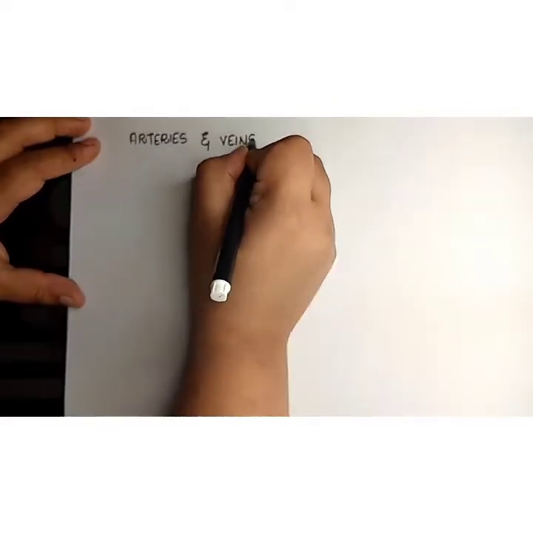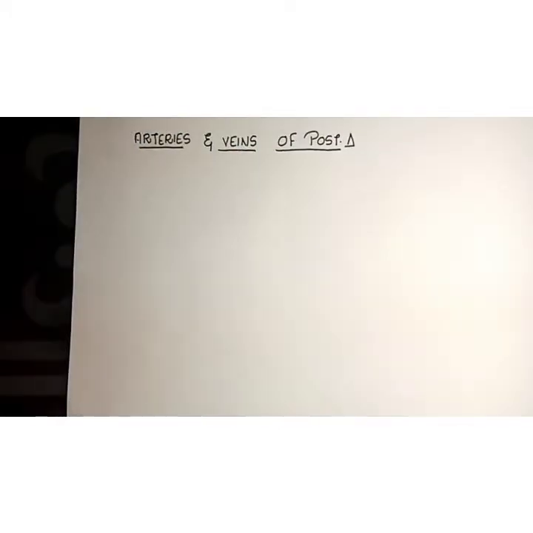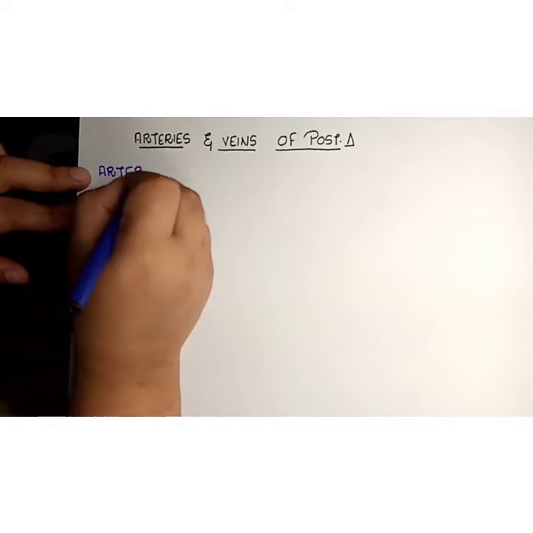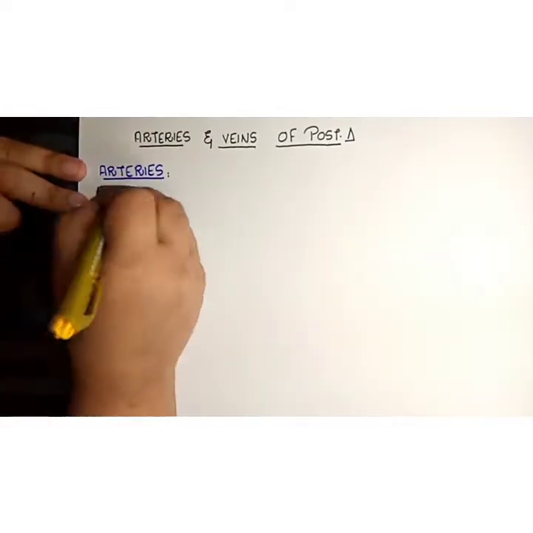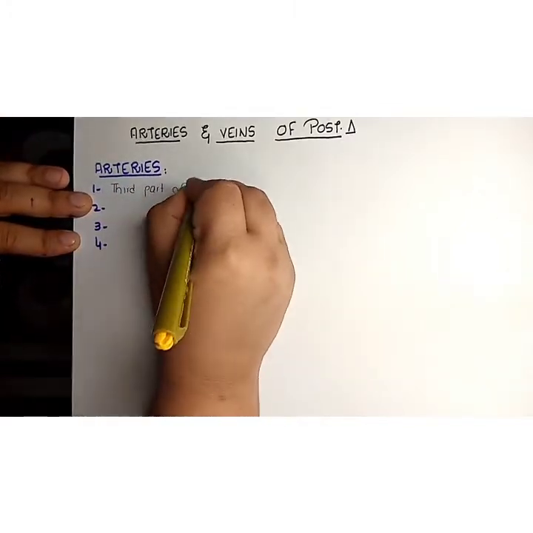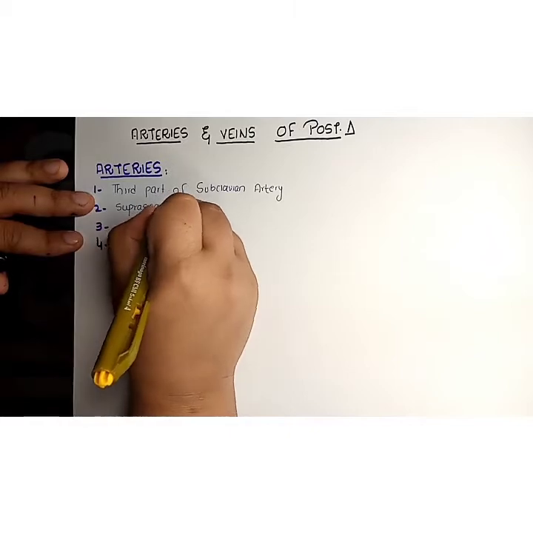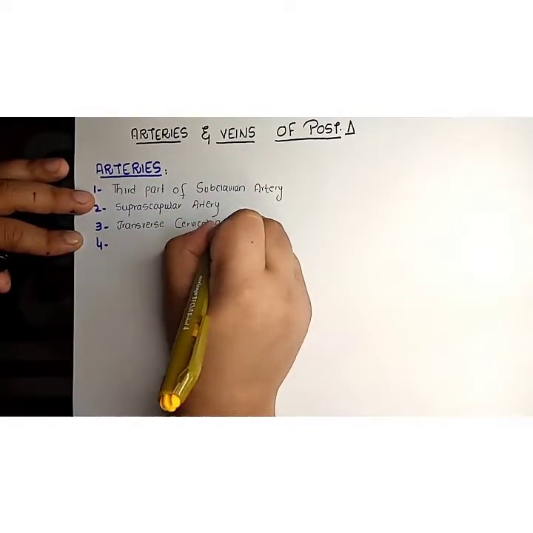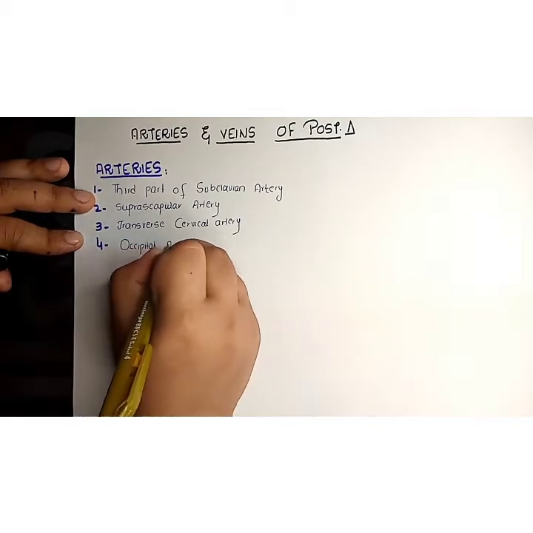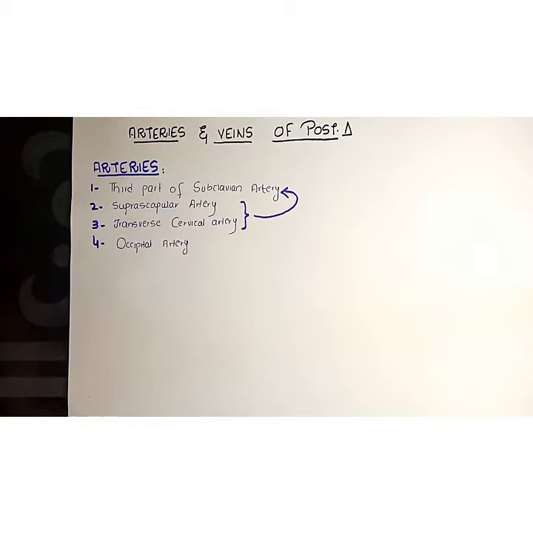Today, my topic is the arteries and veins of the posterior triangle. In my previous video, I explained about the nerves and the muscles and boundaries of the posterior triangle. So, there are four arteries present within the triangle. The first one is the third part of the subclavian artery, then the suprascapular artery and the transverse cervical artery. These arteries are the branches of the subclavian artery and the occipital artery.